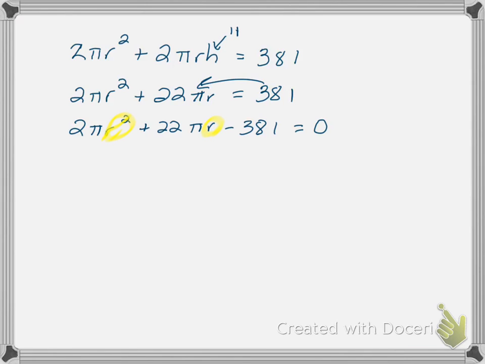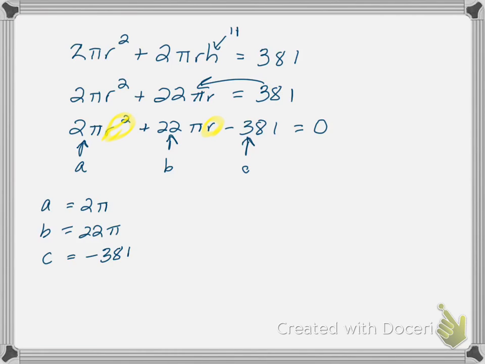The first thing you want to do is see if, by any chance, everything is divisible by 2. Sometimes it is, sometimes it's not. Here it's not, so we're just going to solve this quadratic. Remember, A is what sits in front of the quadratic term, B is here, and C is here. So A is 2 pi, B is 22 pi, and C is negative 381.